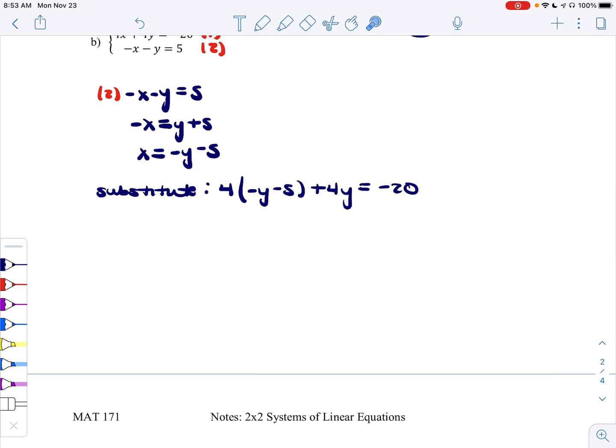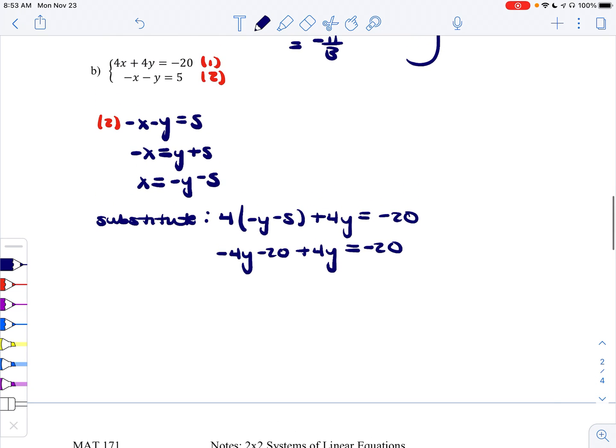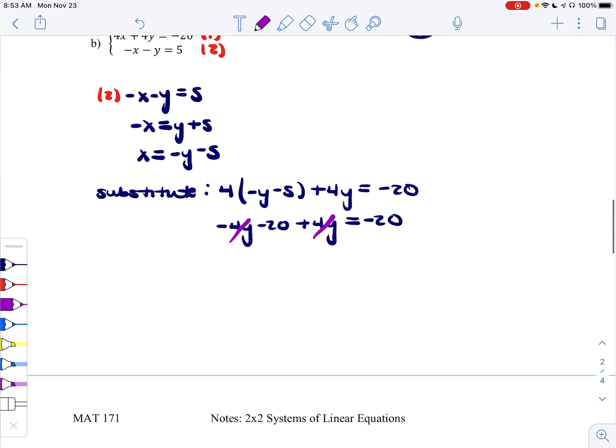All right, distribute our 4 in. We have a negative 4y minus 20 plus 4y is equal to negative 20. Now you might notice here, if we combine our like terms, we have a negative 4y and a positive 4y. So if we combine those, they just cancel each other out. And we're left with negative 20 is equal to negative 20. Well, notice that all of our variables are gone. Okay, we don't have any x's or y's left in this equation. We're just left with this statement here that negative 20 equals negative 20.